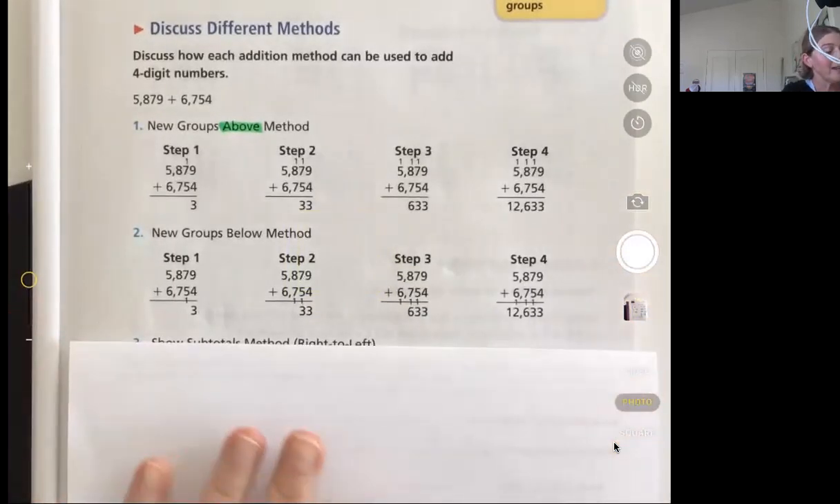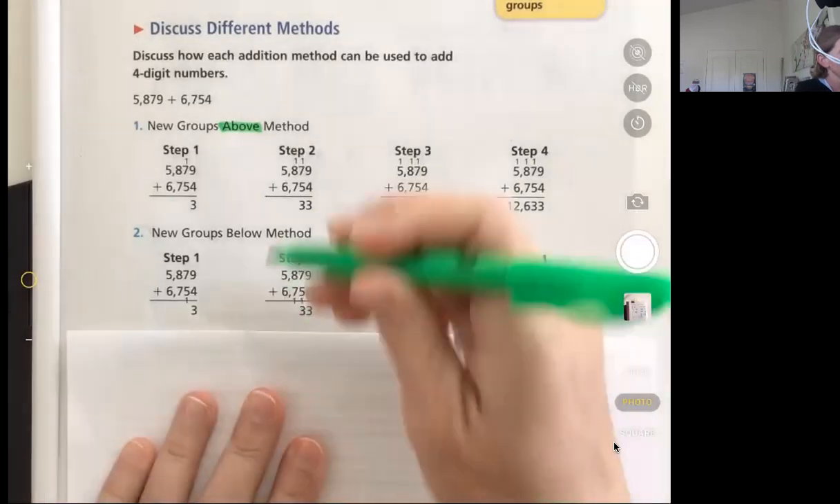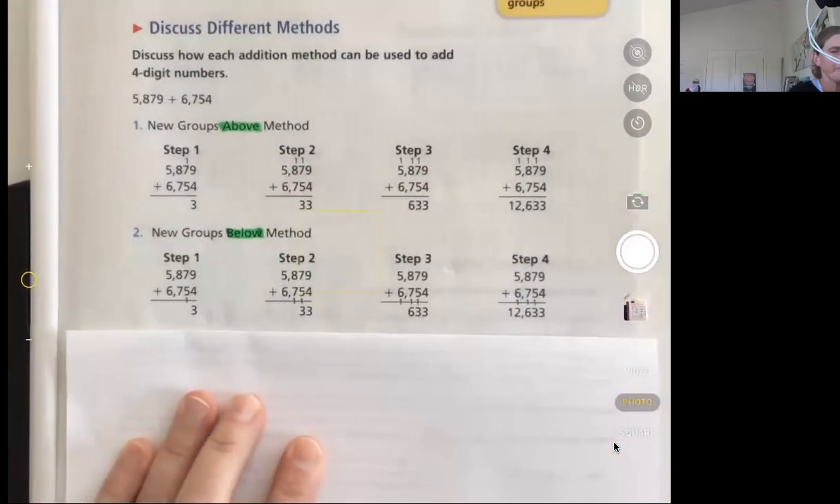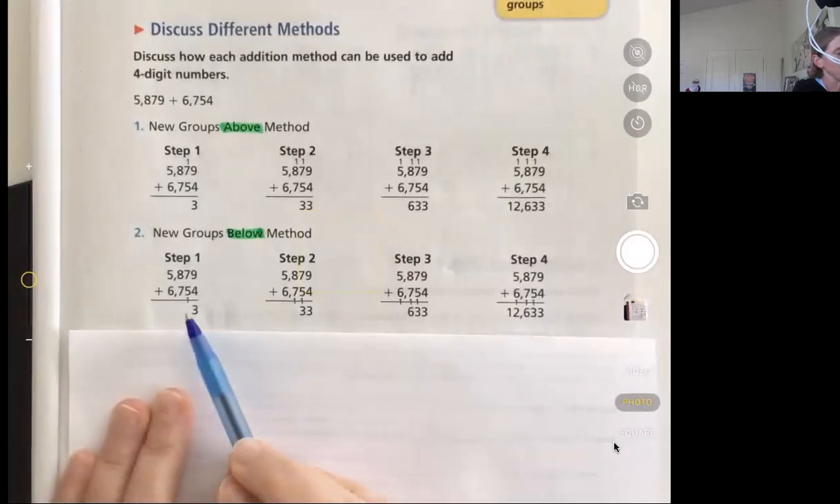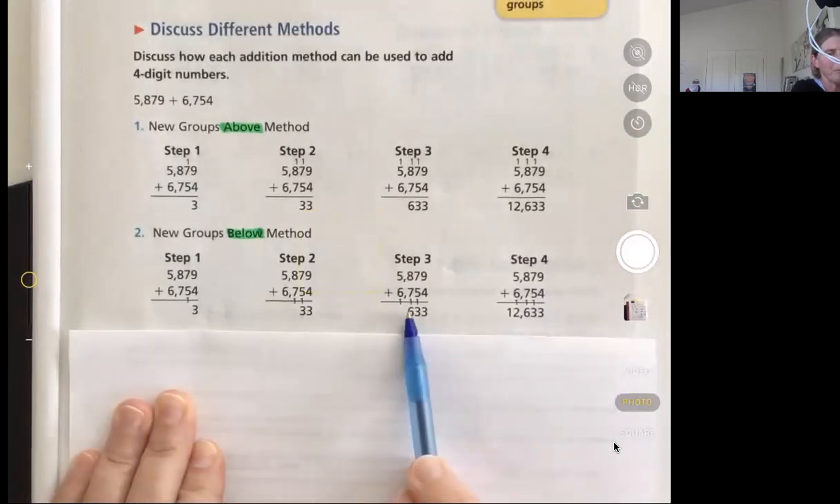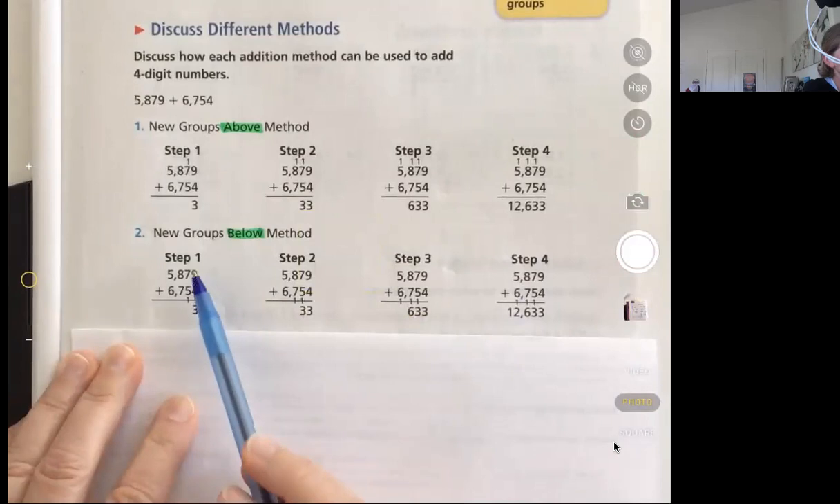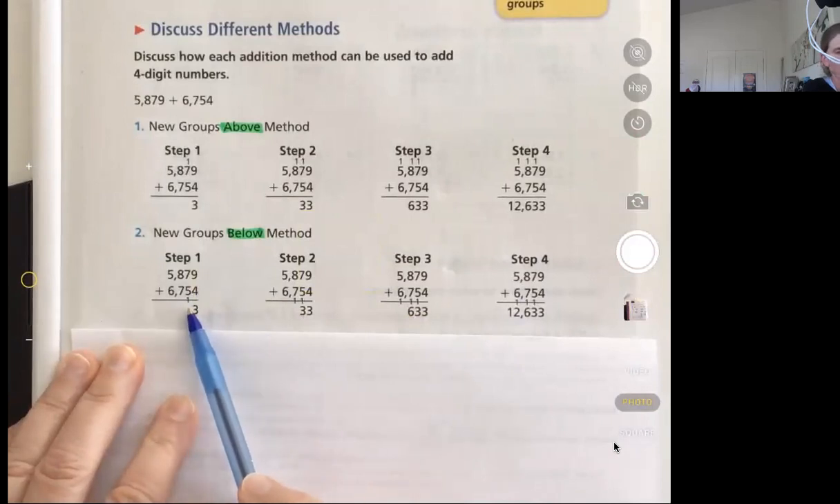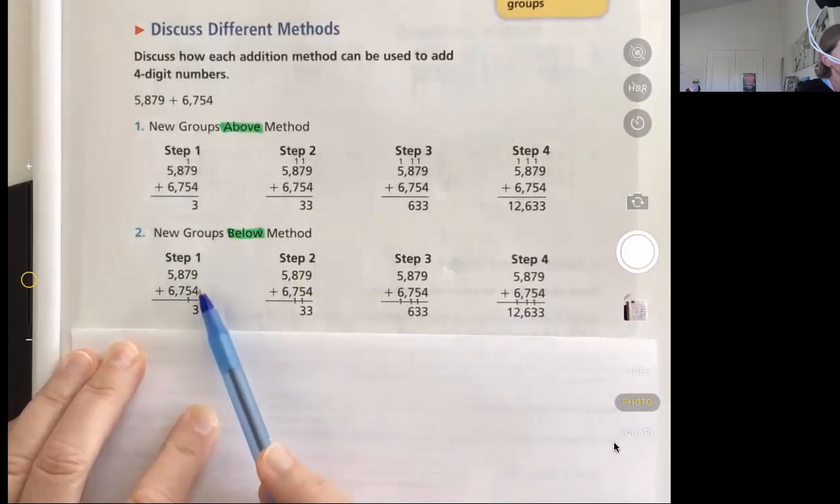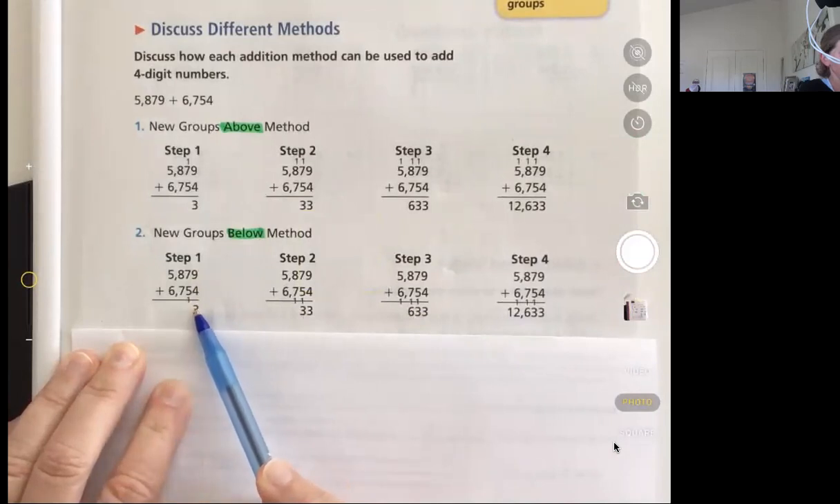Method 2 is the opposite. New groups below. So I'm going to highlight below. Keyword, that means that those new groups are going under. They're going below. So let's walk through this one. Again, it's the same equation. I'm just showing my new groups below. I think this is a little tricky, but if you like this way, please use it. Starting in the ones place, of course, 9 plus 4 is 13. My 3 goes down, and there's my new group, so I show it in the tens place.